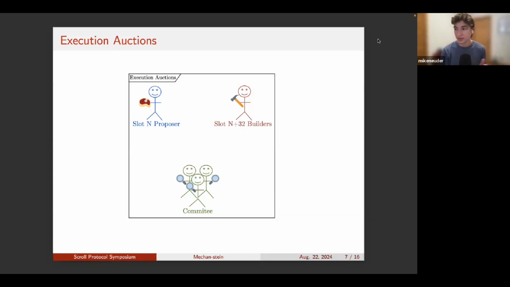They shouldn't have to play timing games. They shouldn't have to co-locate everything. They should just see a set of bids and choose the highest one. That should be their job. And by doing the slot auction ahead of time, that's the primary advantage of execution auctions over the previous block auctions we described.